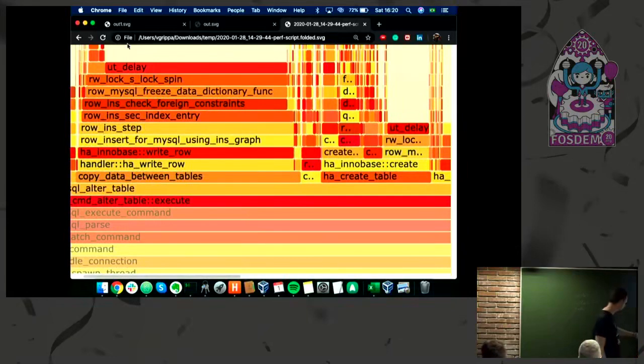We see copying data, insert on secondary index, and now we see we are spending a lot of time checking foreign constraints. After that, we see freeze on data dictionary, and this requires a little bit of understanding of the code, but this function means that we tried to acquire the lock here, but we couldn't, so the process is spinning, so it's waiting.